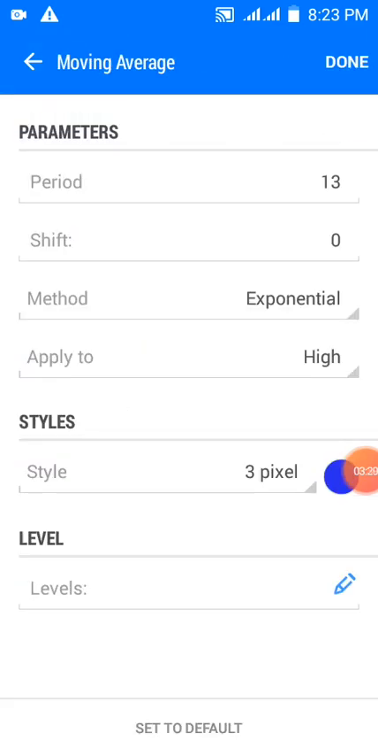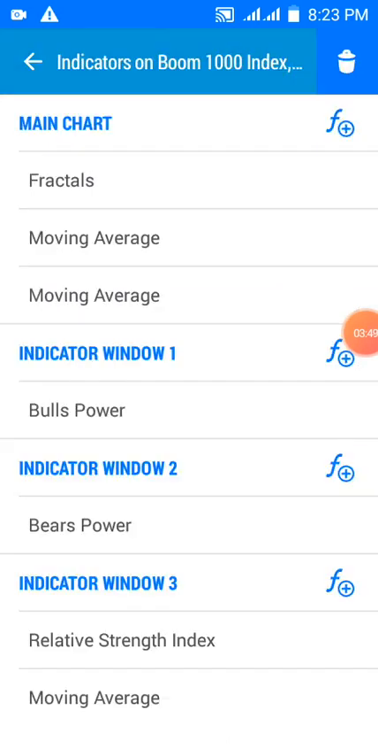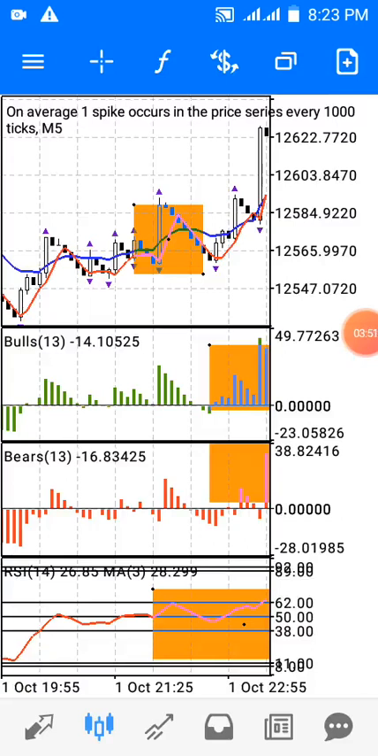Next on the main chart, I have a 13 period exponential moving average, applied to high price, and the color is blue. Also, I have a 3 period simple moving average, applied to low, and the color is red. So basically, I allow the red line to cross above the blue.